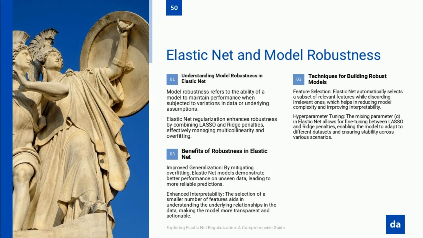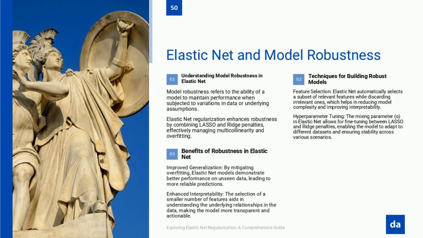Another major challenge in building robust models is handling noisy data. Real-world datasets are rarely perfect. They contain errors, missing values, and irrelevant features. A traditional linear regression model is highly sensitive to noise, leading to unreliable predictions. Elastic Net, however, helps counteract noise by shrinking less important features towards zero, effectively filtering out weak or misleading predictors, leading to a more stable and reliable model.